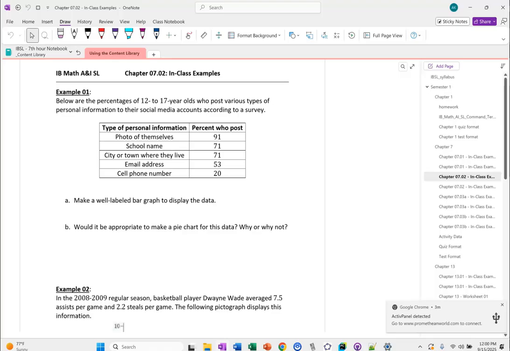All right. So the data that's up here, we can bar graph that pretty easily, where the x-axis is just going to be the type of personal information, and the y will just be the height of the bar.